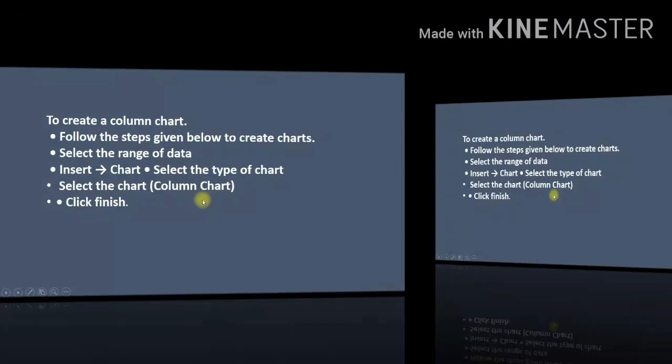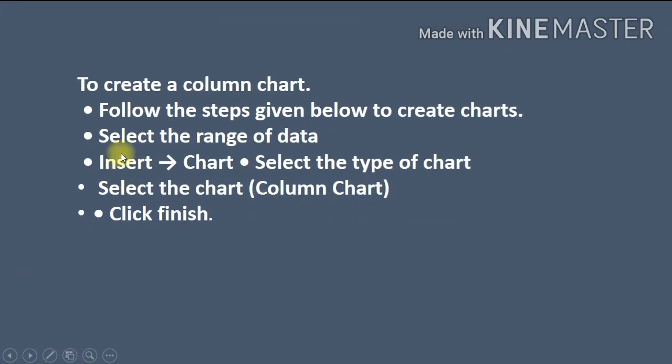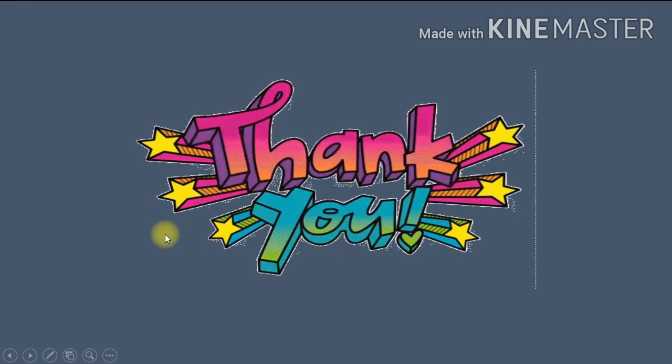Next, we are going to see how to create a column chart. First, we have to follow the steps given below to create a chart. Select the range of data, then go to the Insert menu and select Chart. After that, we have to select the type of chart. From the type category, we select column chart and then click Finish. In the next session, I will demonstrate how to create a chart in a spreadsheet.